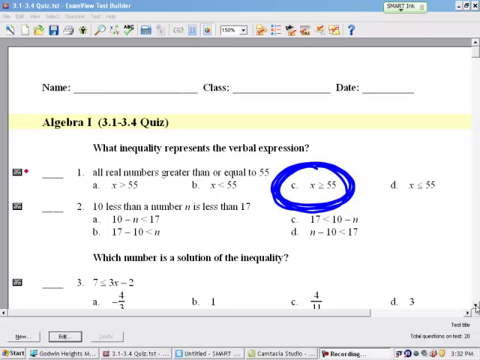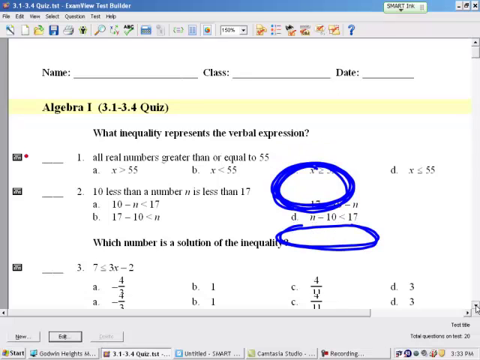Okay, number 2, 10 less than a number, n, is less than 17. Well, if you have 10 less than a number, you start with n, and then you subtract 10, and then it's less than 17. So the answer is going to be D.